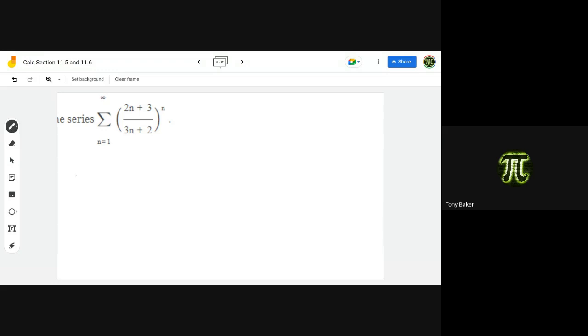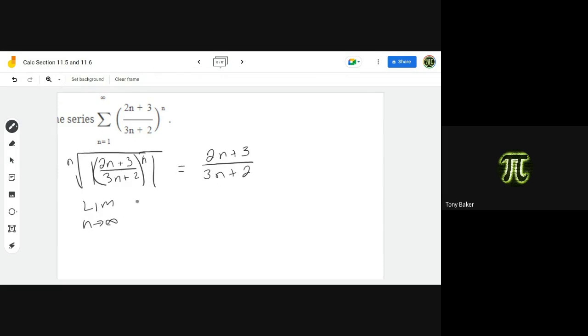So we're going to take the nth root of the absolute value of 2 plus 3 over 3 to the n plus 2 to the nth power, which just comes out to be 2n plus 3 over 3n plus 2. And now we're looking at the limit as n goes to infinity of that.